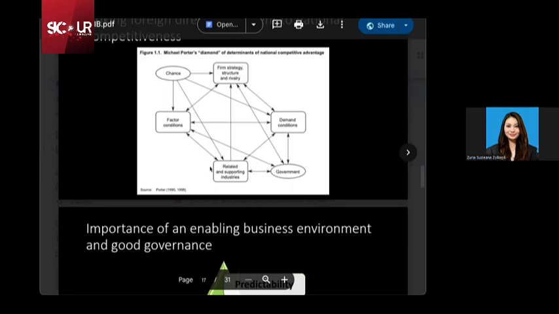Economic diversification, so it can be related and supporting industry. For Japan, technological advancement, so factor condition. Okay, strong manufacturing sector. And the weakness is aging population and low immigration. So it can affect the demand condition because of the aging population.